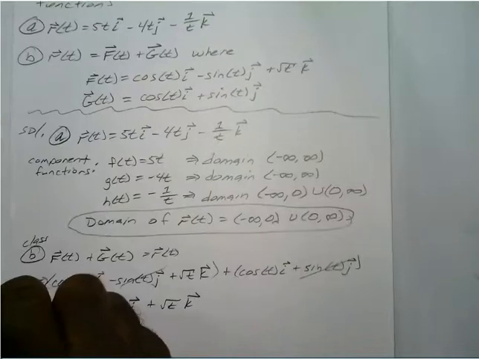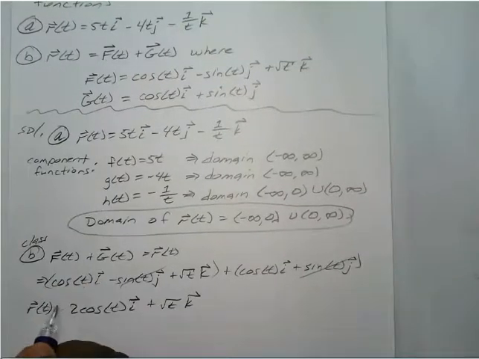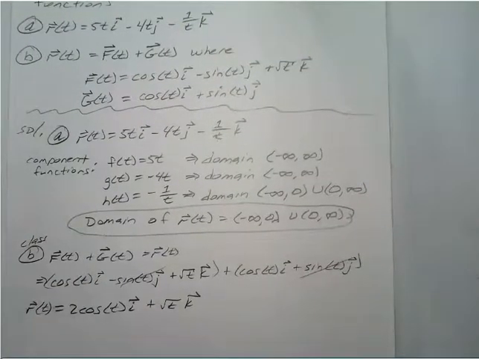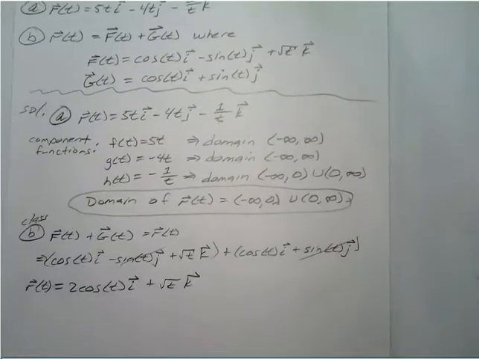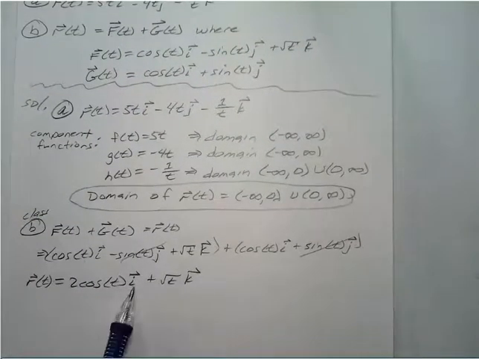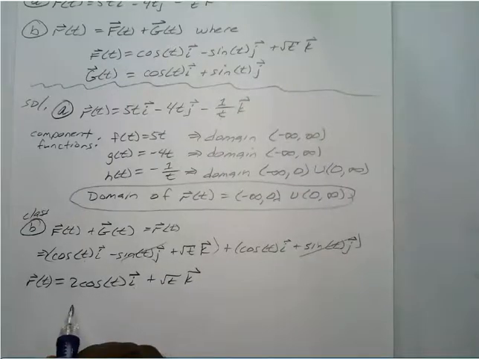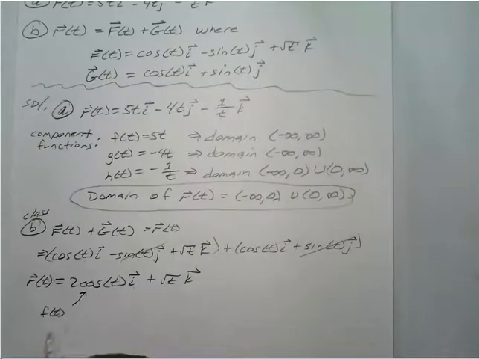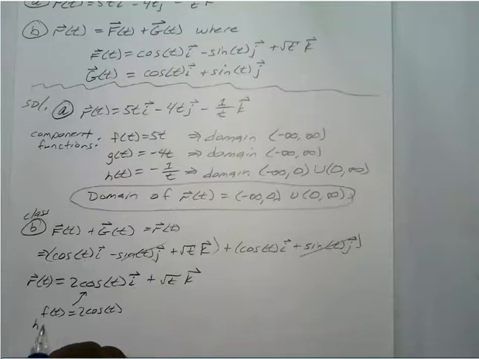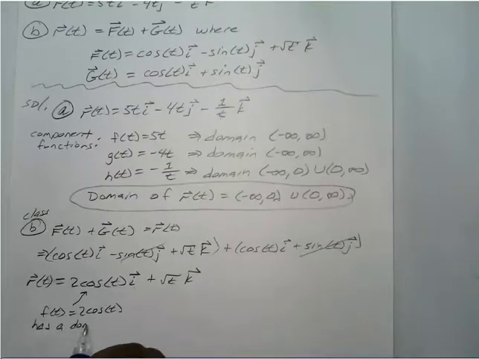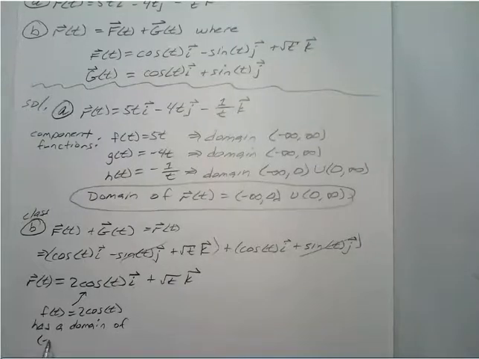Clean up that equal sign a little bit. There we go. Okay, so we can see here, because it's next to your i vector, this is your f of t. So we know that f of t equals 2 cosine of t has a domain of negative infinity to infinity.